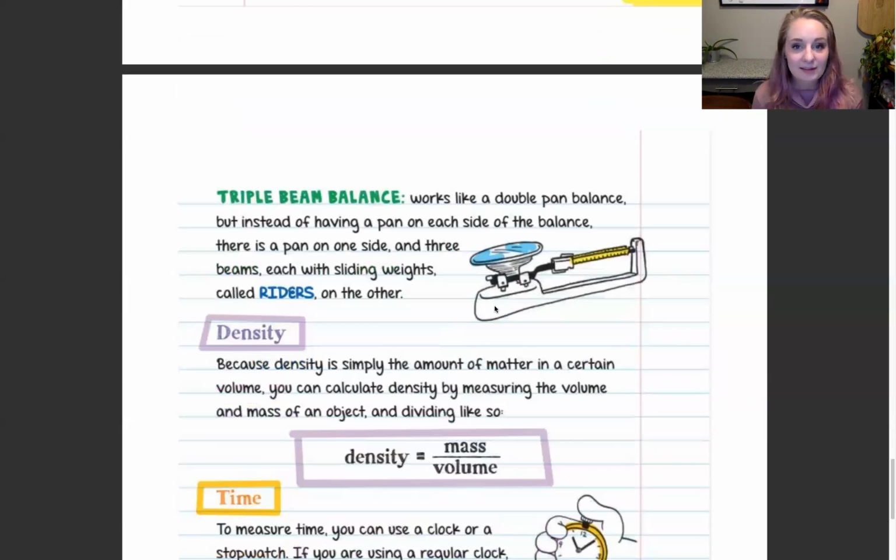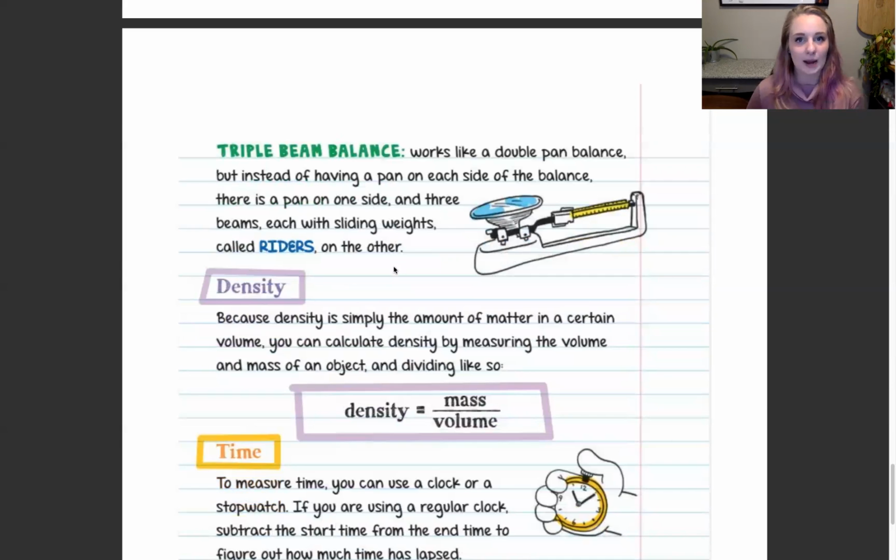A triple beam balance also is used to measure mass. So this works like a double pan balance, but instead of using something that you already know the mass of on the other side, there are little sliding weights that either weigh like a gram or 10 grams, and that would help you figure out how much your item weighs by sliding the weights, called riders.